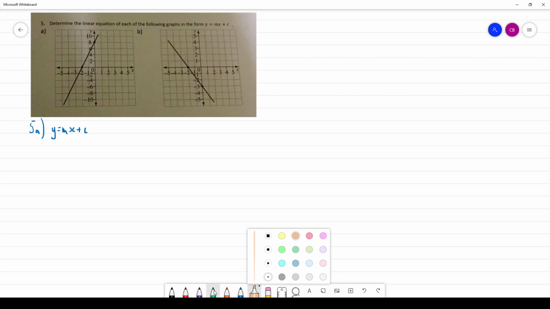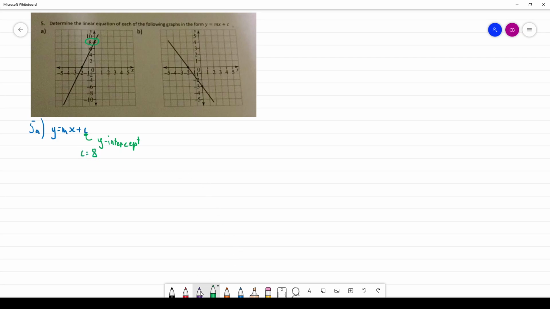Now, for that, let's use maybe green. c, that is our y-intercept. And if we have a graph, sometimes we can see immediately, my y-intercept, that's 8. So on the next line, I could just write c equals 8.